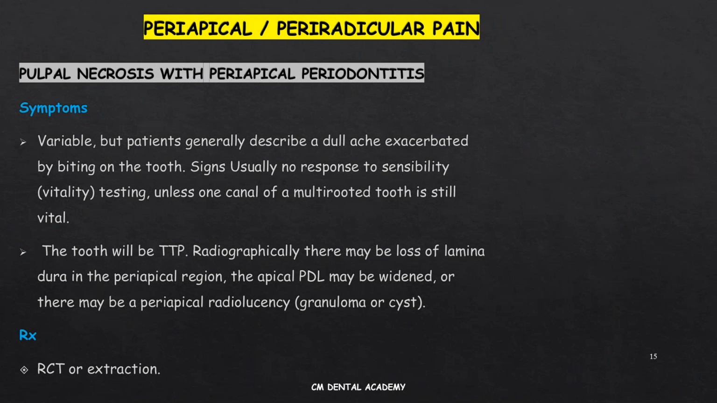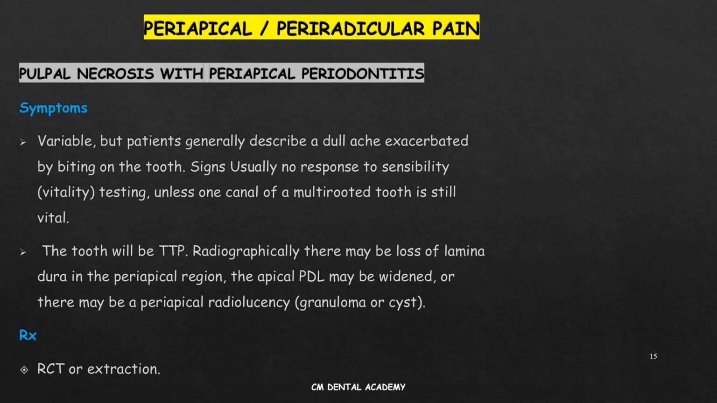Periapical or periradicular pain. In case of pulpal necrosis with periapical periodontitis, patient complaints are variable, but generally describe a dull ache exacerbated by biting on the tooth. Usually there is no response to sensitivity testing such as vitality testing, unless one canal of a multi-rooted tooth is still vital, so this is not very accurate. The tooth will be tender to percussion.